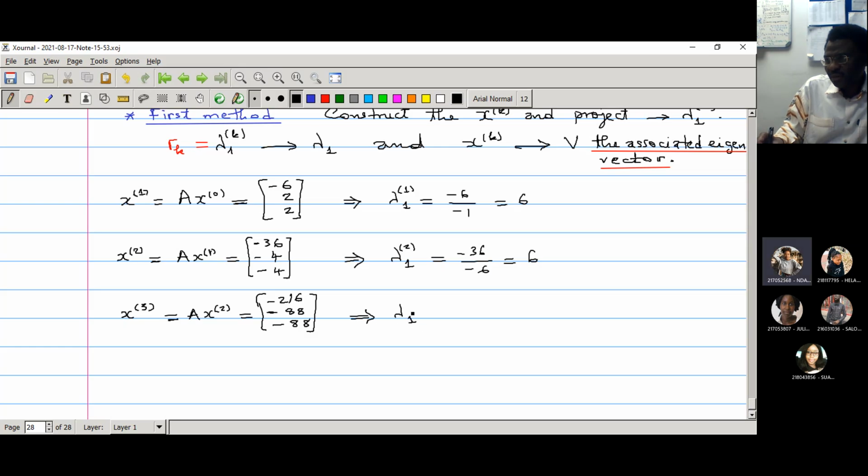Negative 216 divided by -36, which is also 6. Okay, then you stop. So it means that your dominant eigenvalue here is 6. And if we have to get the associated eigenvector, which one do we choose if everything is 6 then? Because here already you're having convergence, right? You're having convergence already from here.